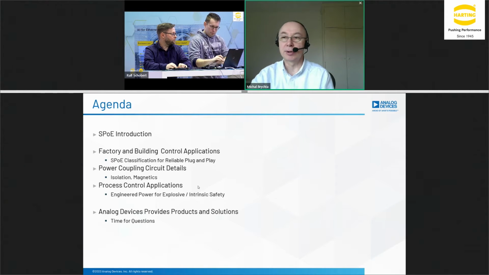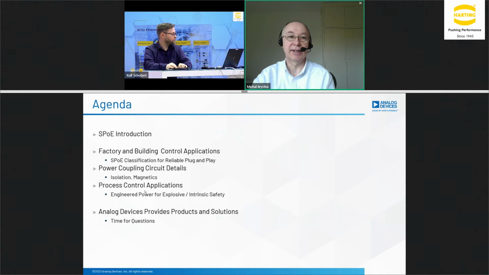So we will introduce the single pair power over Ethernet. And then I would like to talk about factory and building control applications and the single pair Ethernet in that context with the reliable plug and play features that are there. I'll dive a little bit into the power coupling circuits, and then briefly mention process control applications where the power is a little bit different with different requirements, and then wrap up with some other devices. What product solutions do we have on offer?